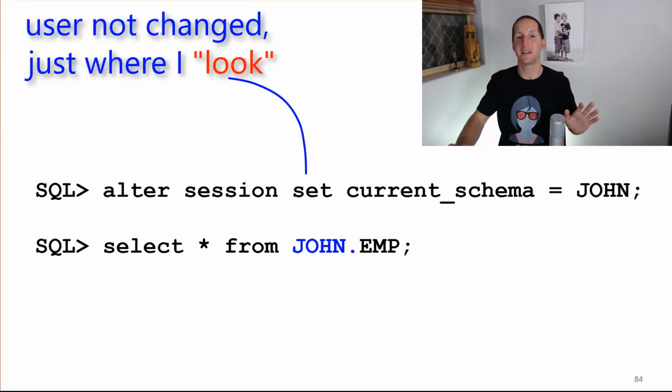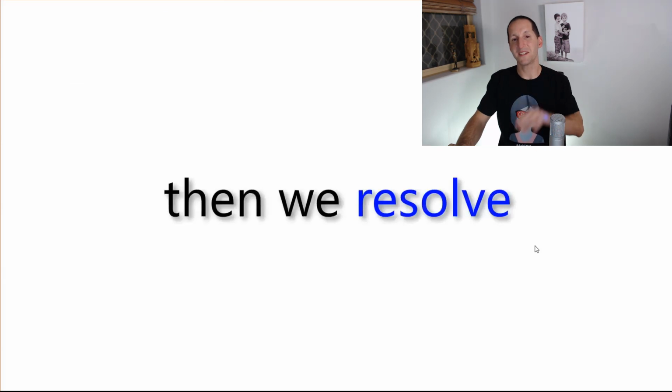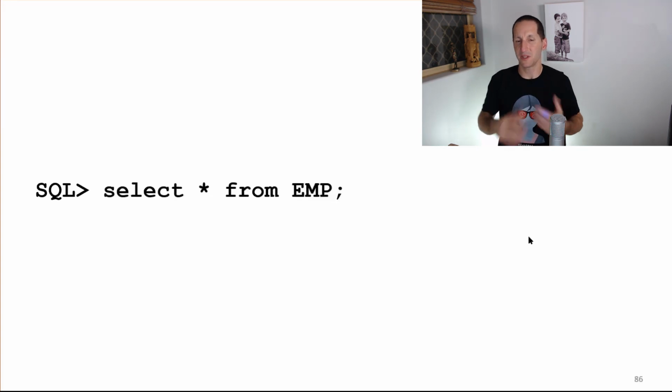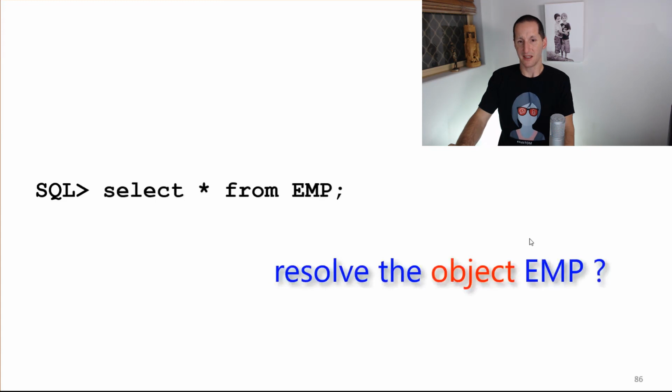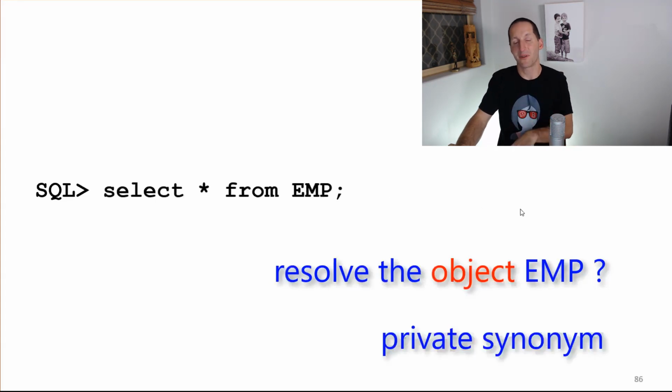Now, none of that has anything to do with synonyms so far. But once we've decided which schema we're looking in, then we try to resolve that name, as in what is that thing? So when I do select star from emp, I need to actually work out what emp is. I need to resolve it as an object. Now, I keep using the word object here because it might not necessarily be a table. It could be a private synonym. So let's have a look at what that means.